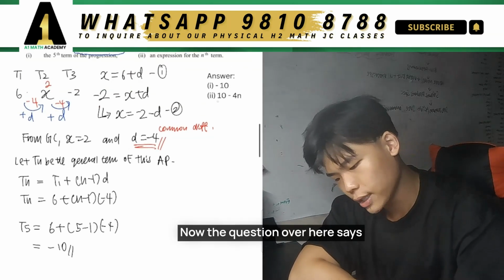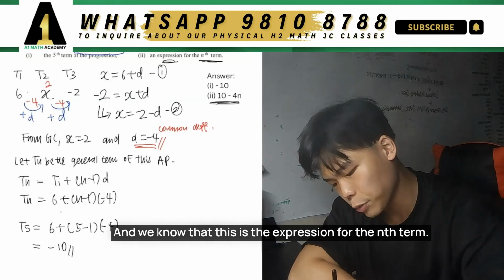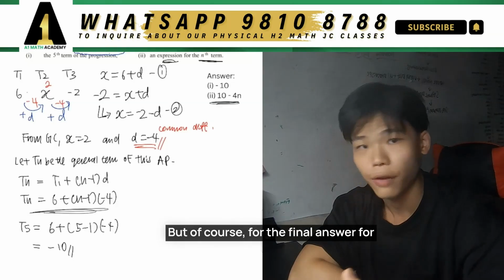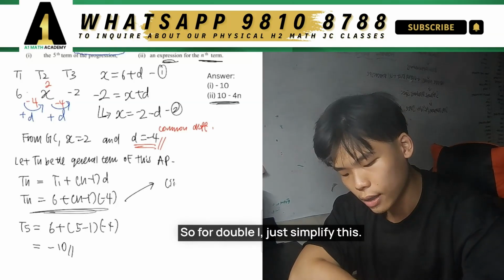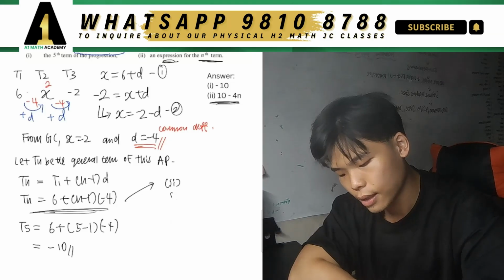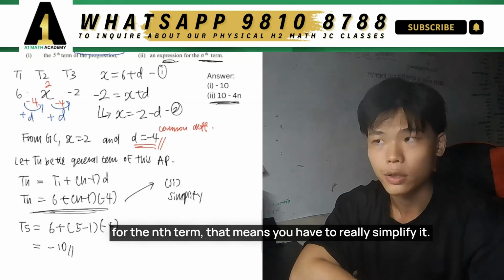Now, the question over here says, find the expression for the n term, and we know that this is the expression for the n term, but of course, for the final answer for double I, we will simplify this, right? So for double I, just simplify this. So whenever the question asks you to give the expression for the n term, that means you have to really simplify it.